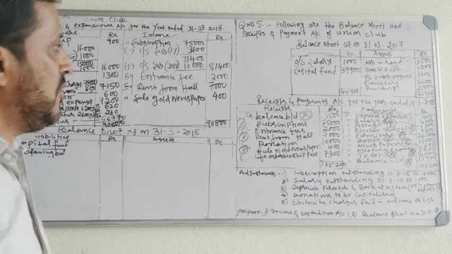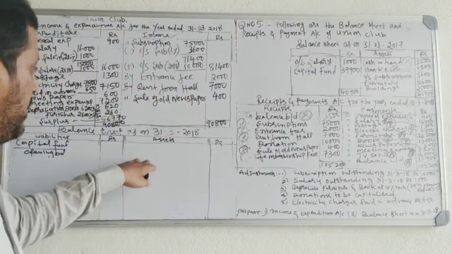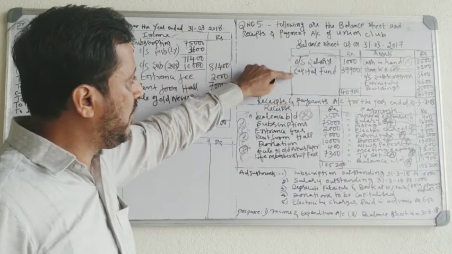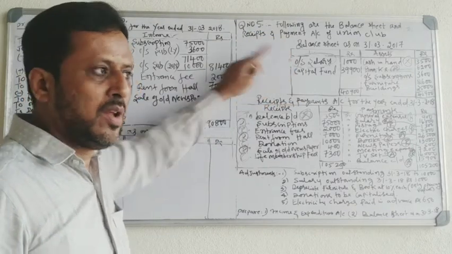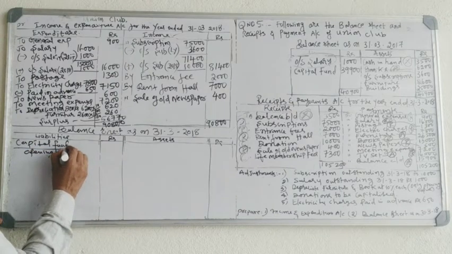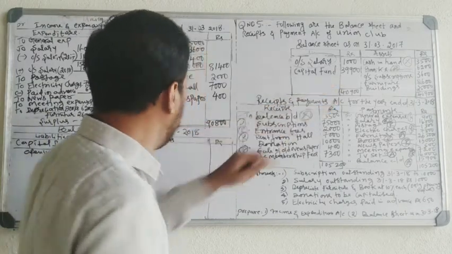Now we'll go to the balance sheet. To prepare the balance sheet of 2018, you have to go through the balance sheet of 2017. On the liability side you have capital fund. Show on the liability side. Capital fund, opening balance is 39,900.